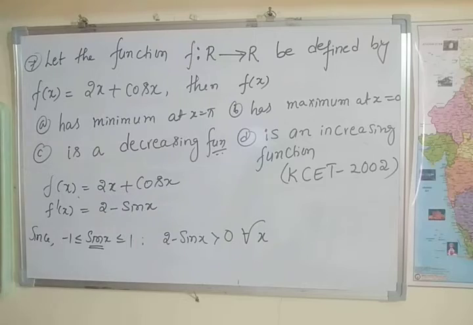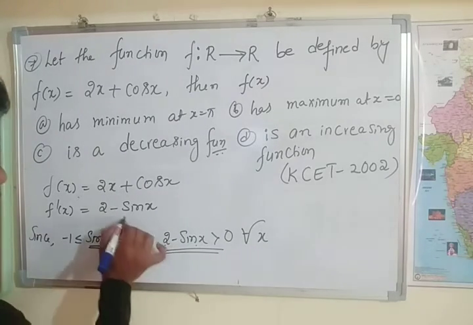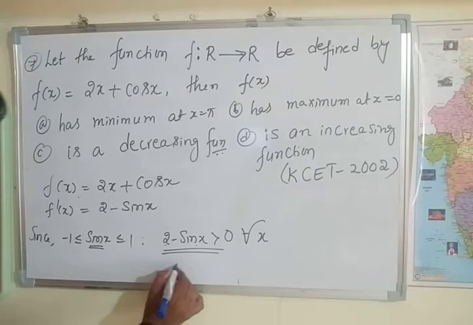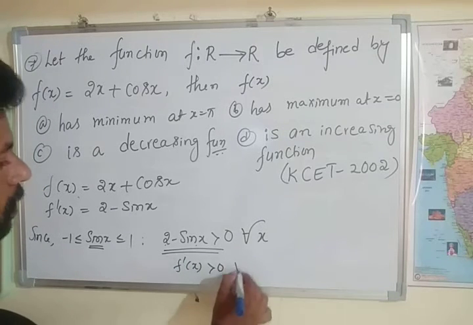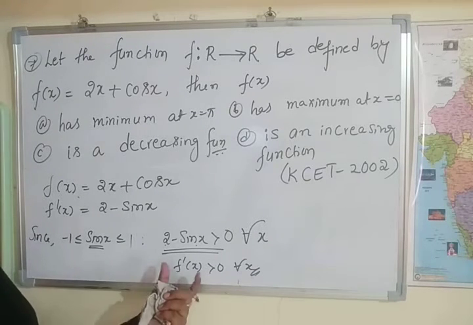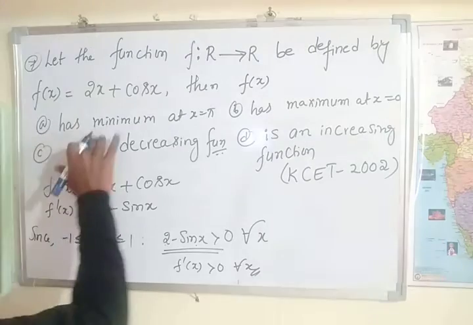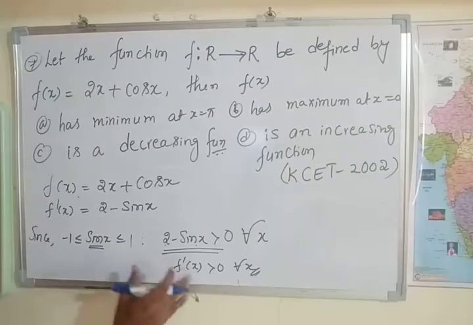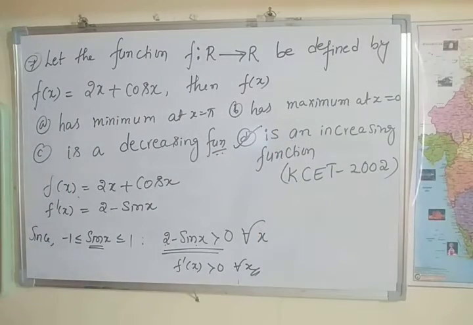See, 2 minus sin x is greater than 0, and this result is also equal to f dash of x. So f dash of x is greater than 0 for all x. We know the definition of an increasing function: increasing function means f dash of x is greater than 0. When f dash of x is greater than 0 for all x, here we have the options minimum, maximum, decreasing. But here this result is an increasing function for all x. Option D is correct.